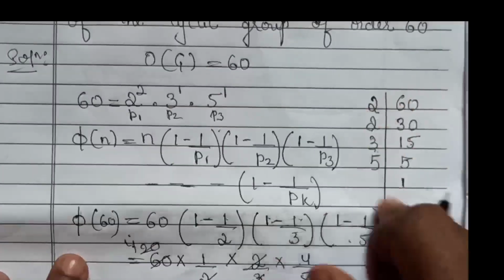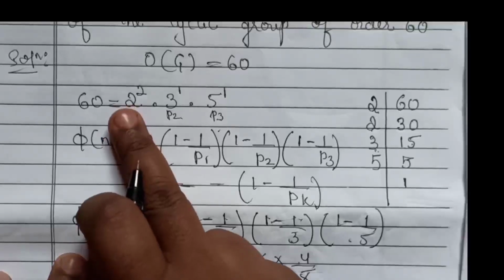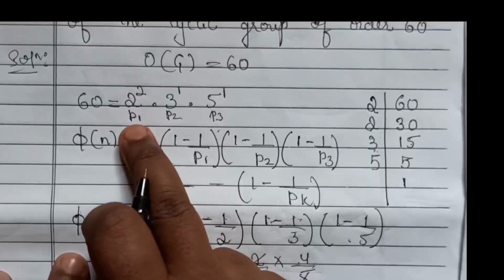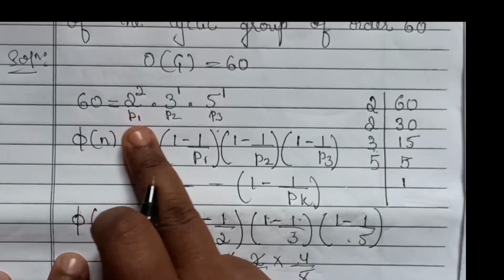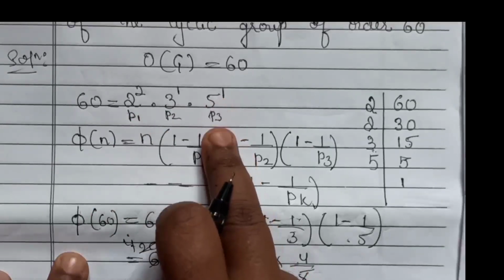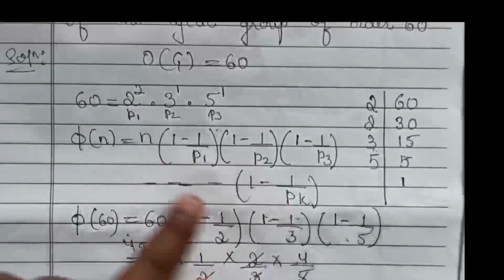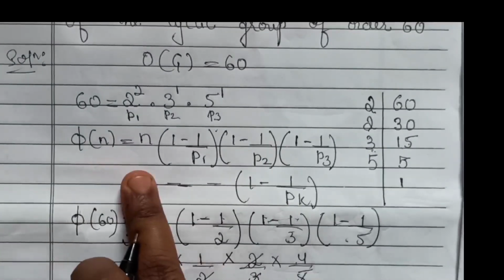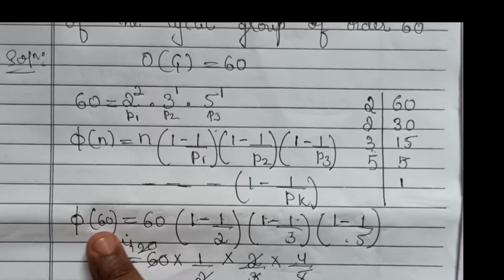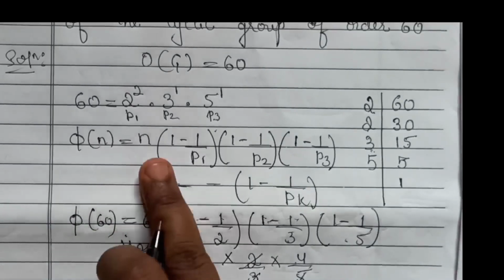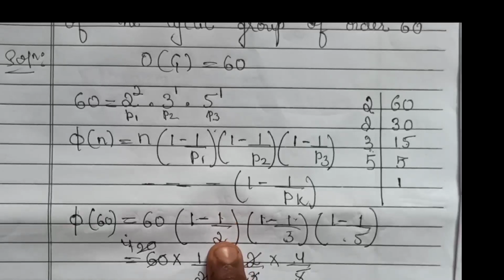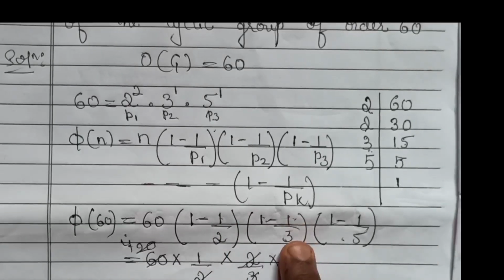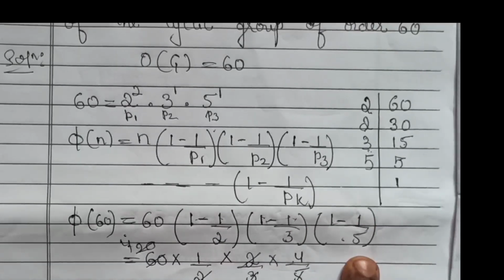Using this division, take 2 as prime number 1, that is p1, then p2, and 5 as p3. So this is the formula of Euler's phi function. Therefore phi of 60 can be written as 60, n equals 60, into (1 minus 1 by 2) into (1 minus 1 by 3) into (1 minus 1 by 5).